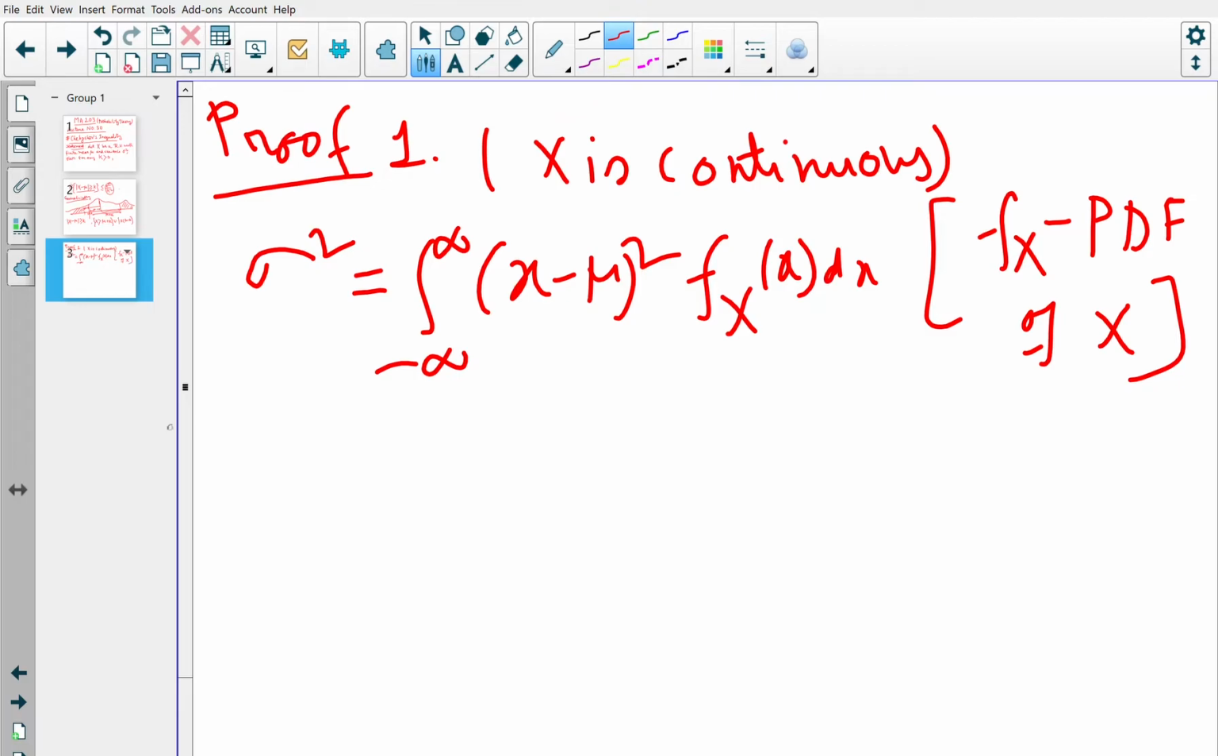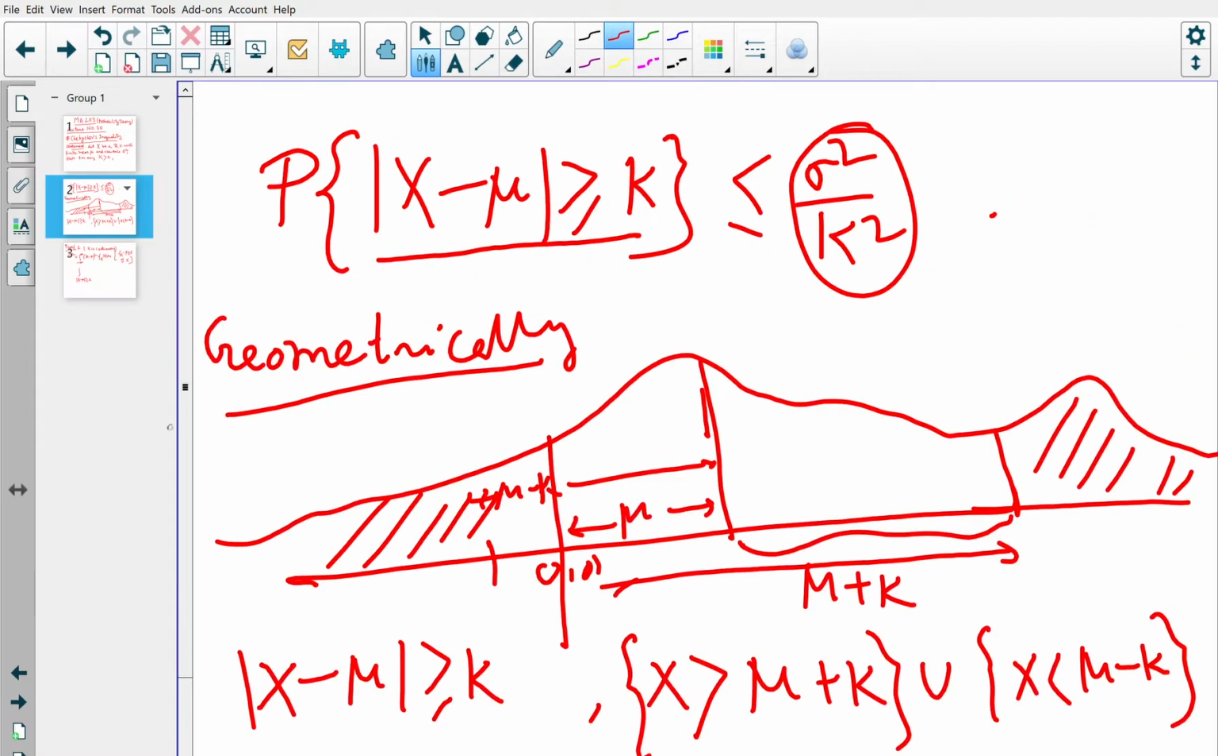So what does that mean? That means you are taking integration all over minus infinity to plus infinity. So you want to find out what the value is over the full region, and that value is sigma squared. But what happens if we just restrict this integral to only the region where mod of x minus mu is greater than or equal to k, which we require, right?